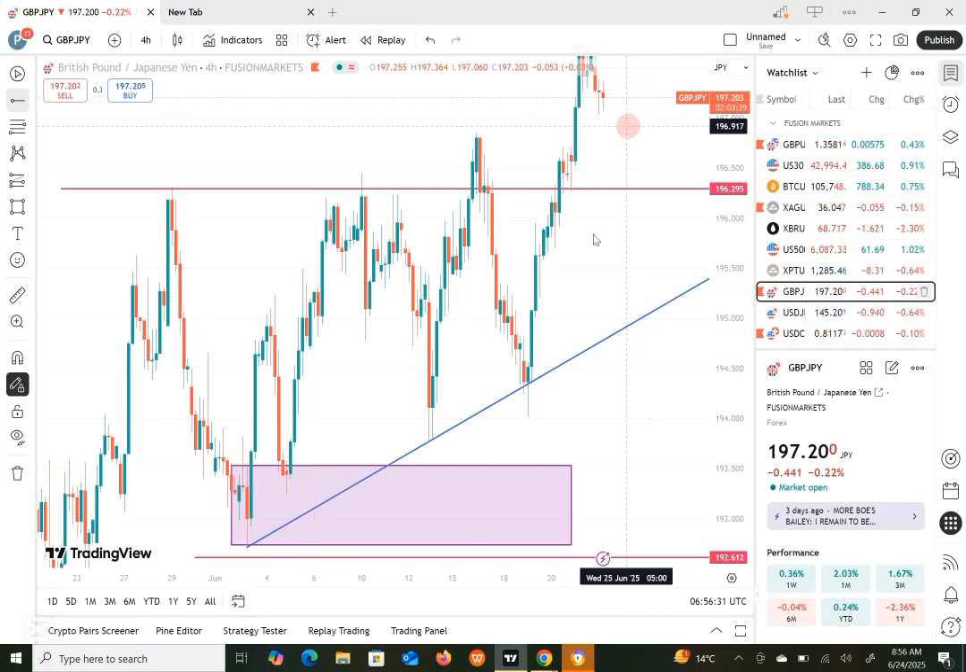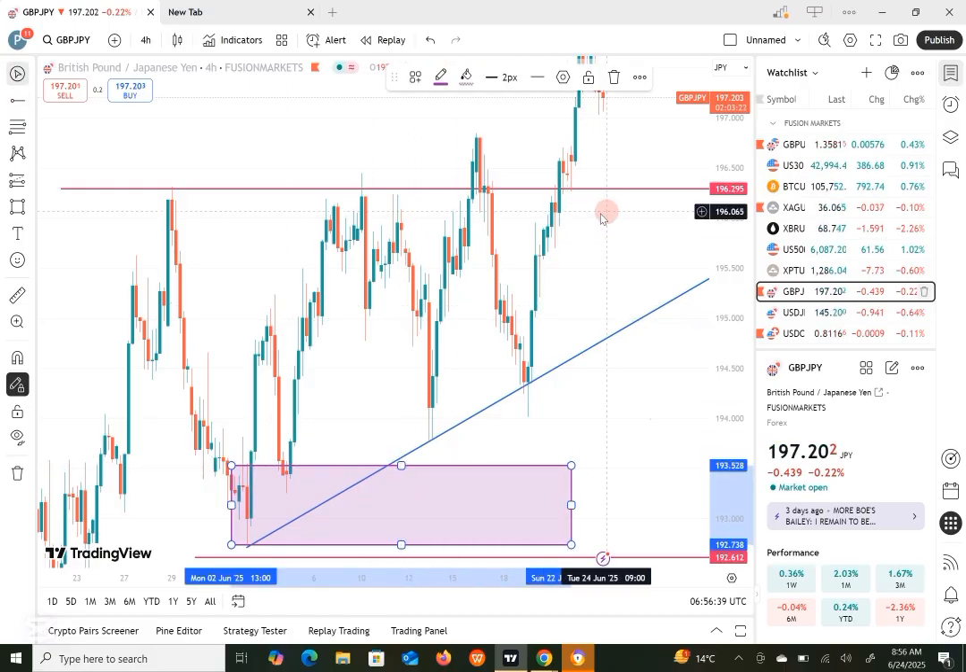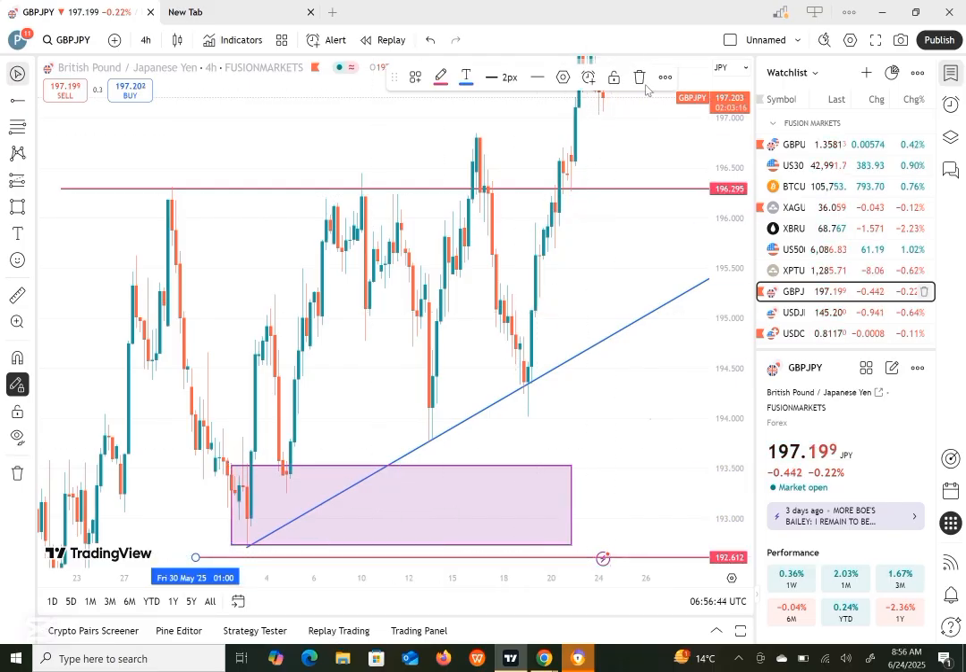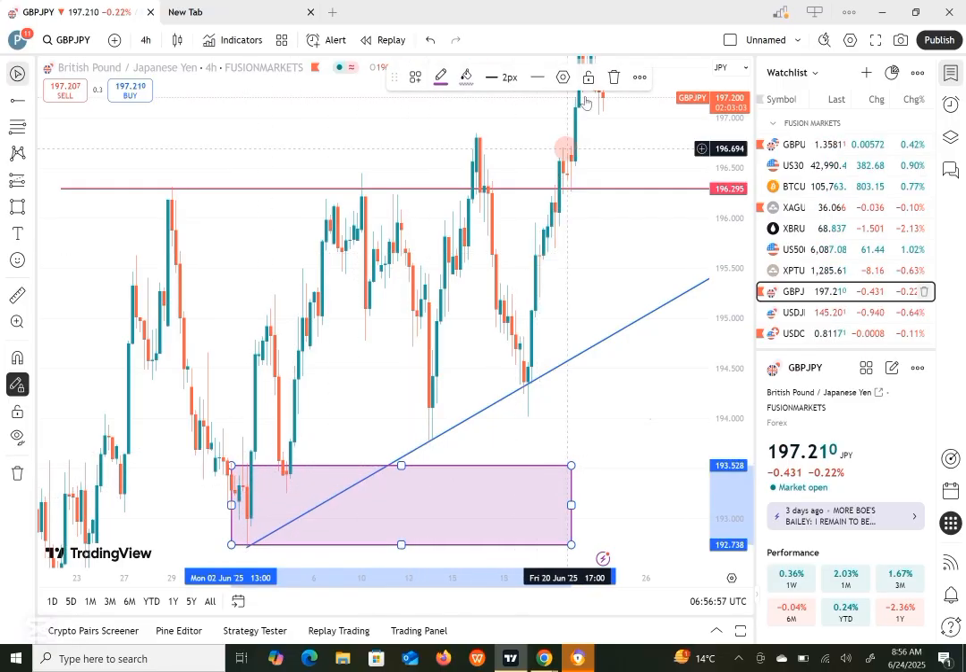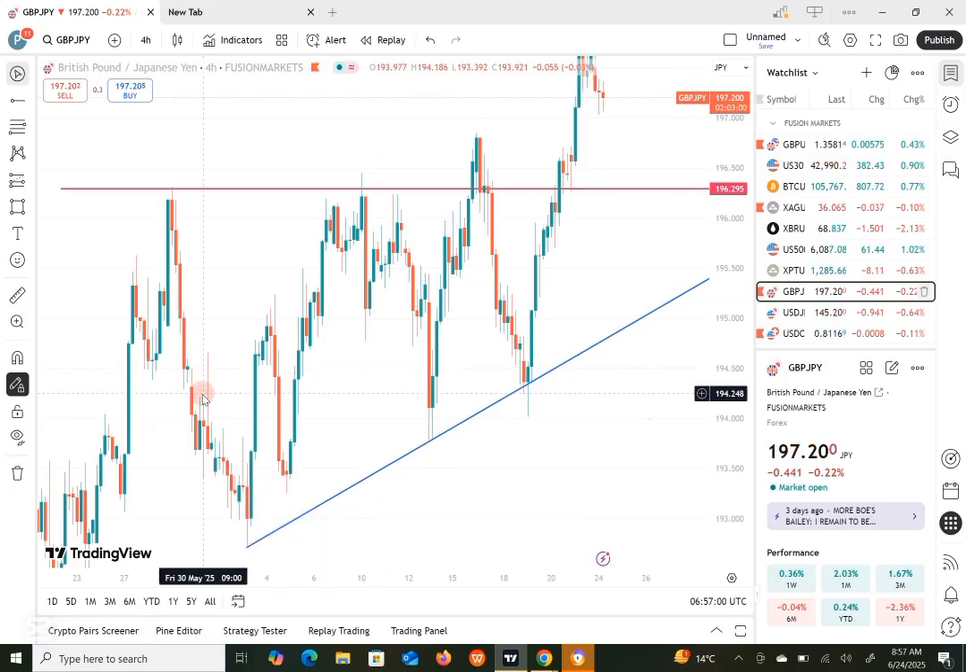Let me delete these lines because they were just for demonstration, to show how we mark our order blocks. Maybe let me leave this order block there. This was our order block for this part. When price came here, we expected it to retest this order block, and it did. At times price might not retest that order block, so you have to practice proper risk management and have your stop loss in order, so that you do not blow your account.